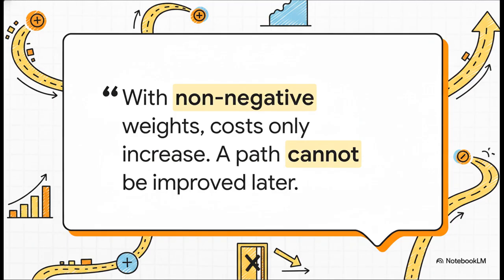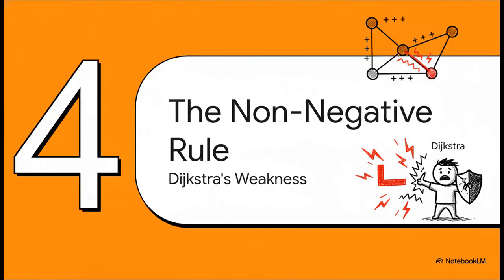If every step you take can only add to your total cost, well then once you find a path to a node, you know for a fact that any other path that eventually gets there is just going to be more expensive. A path's cost can never, ever get better later on. That non-negative assumption is the source of Dijkstra's power. And as you might have guessed, it's also its greatest weakness, its Achilles heel.